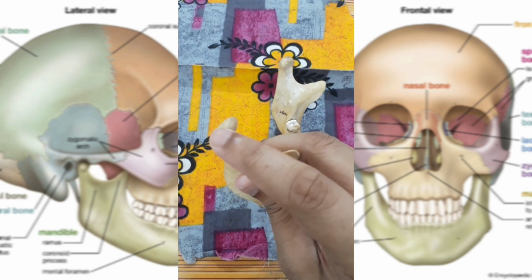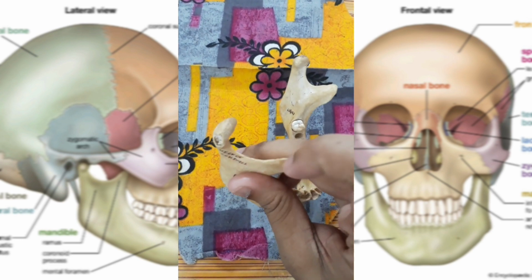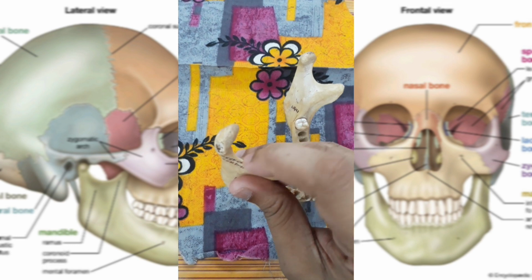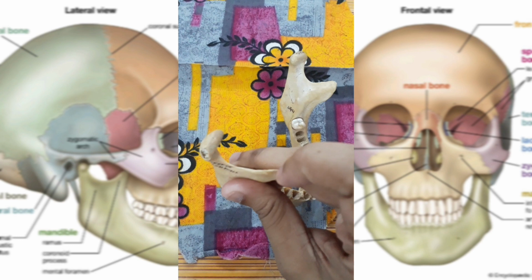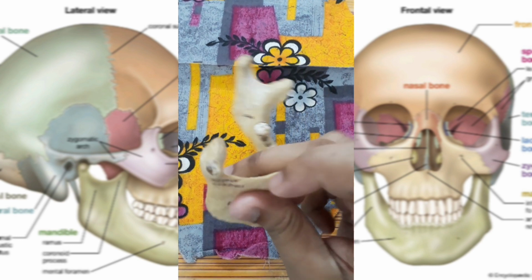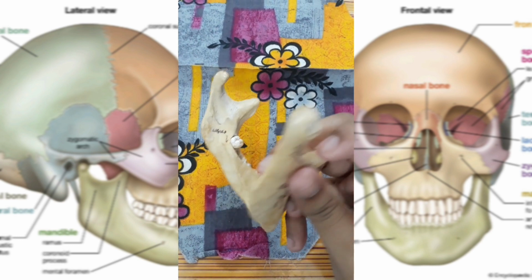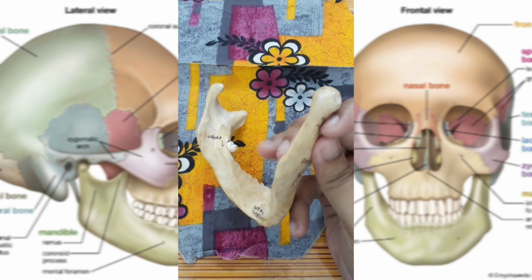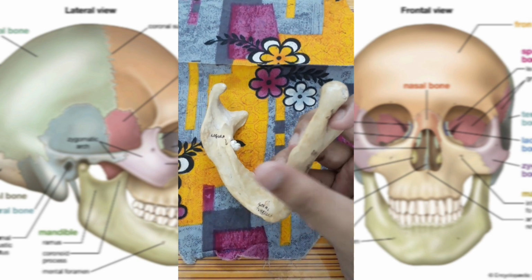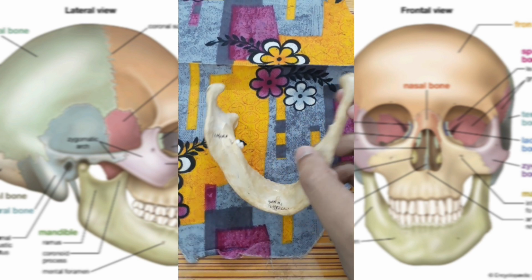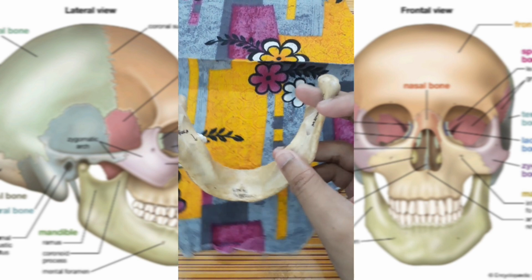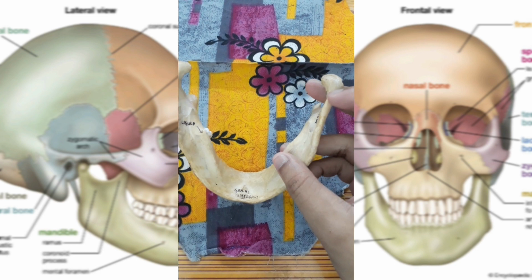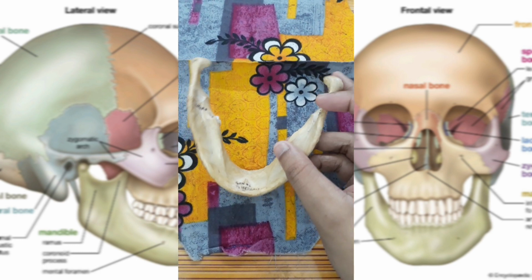So you can appreciate the mental foramen, it is the body, and here we get the oblique line, which is a faint line. And next we'll move on to the incisive fossa. What is this incisive fossa? Incisive fossa is nothing but a shallow depression just below the incisor teeth. Next we'll move on to the features of the internal surface of the body.